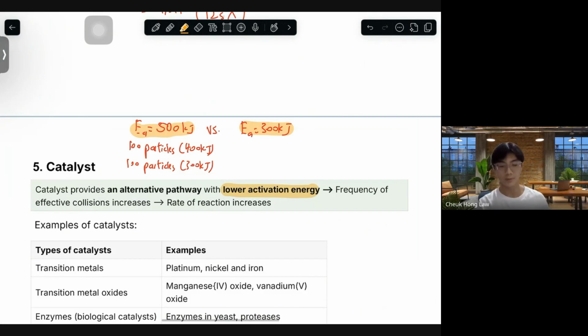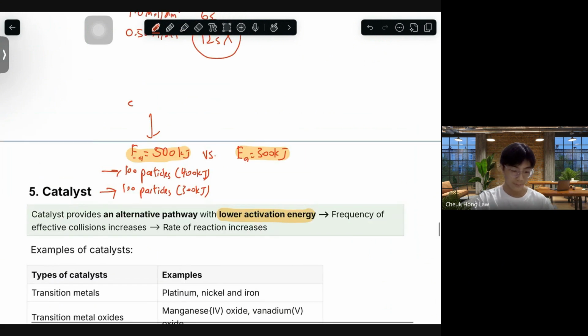Just look at this example here. Let's say 100 particles collide at 400 kilojoules of energy, and then another 100 particles collide at 300 kilojoules of energy. If my activation energy was 500 kilojoules, how many effective collisions do I have? Can someone give me the number?